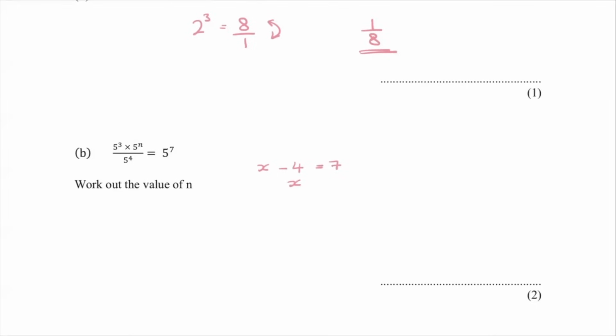That tells me 11. So I've now got 5 to the power of 3 times by 5 to the power of something equaling 5 to the power of 11. So my n would need to be 8. And I can then check that I haven't made any mistakes by just redoing the whole thing. 3 plus 8 is 11. 11 take 4 is 7. It's all working an absolute treat.